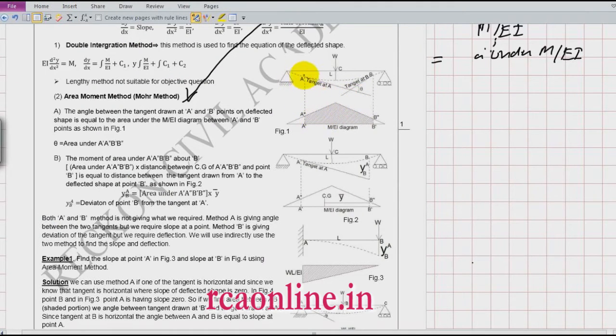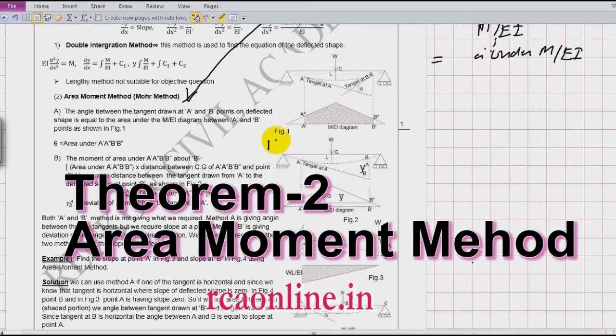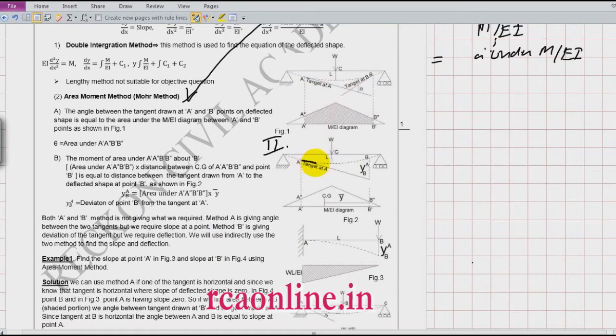I have this deflected shape, okay, and the tangents are drawn. Then this angle theta will be area under this, which I have already discussed. Now what the second theorem says? Second theorem starts from this point. So what this says, that if I draw a tangent at A, is it okay? So I have drawn a tangent at A. Let me draw it.